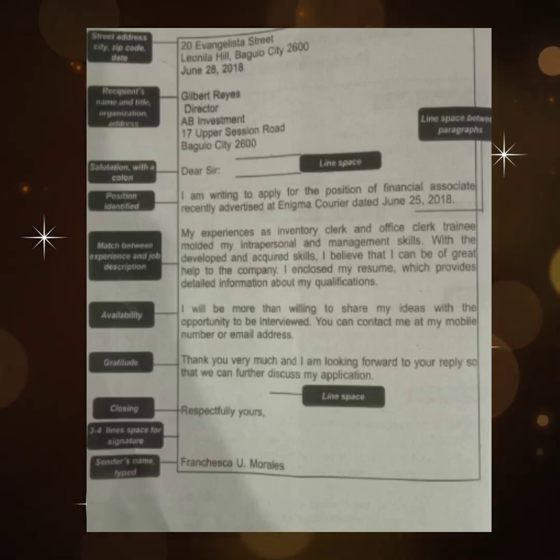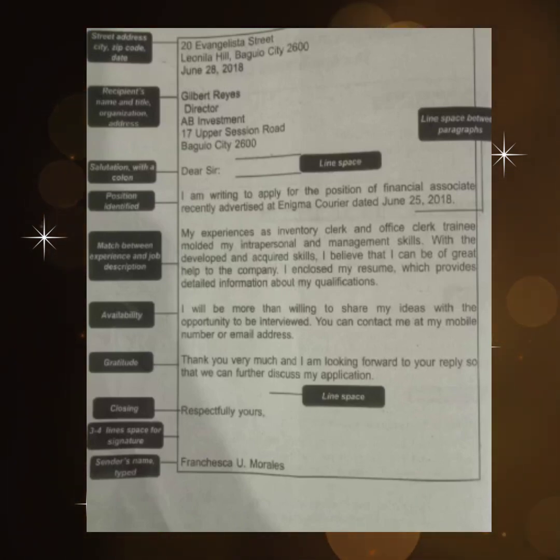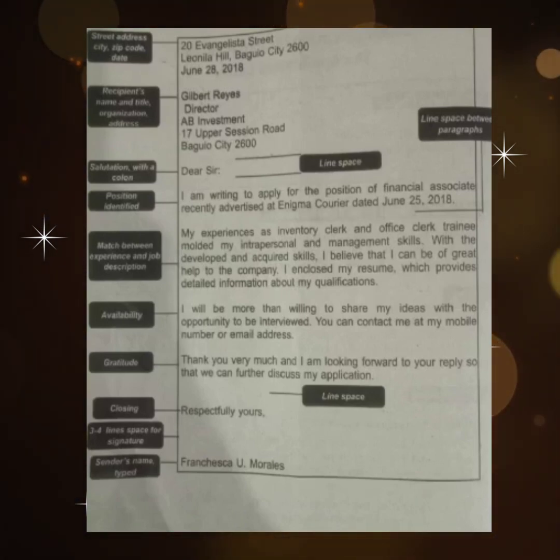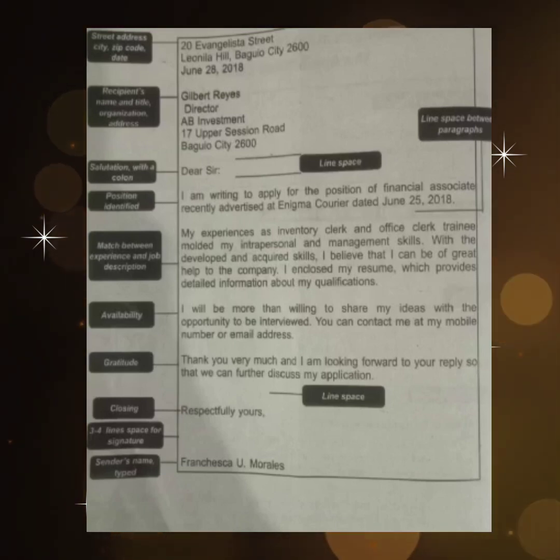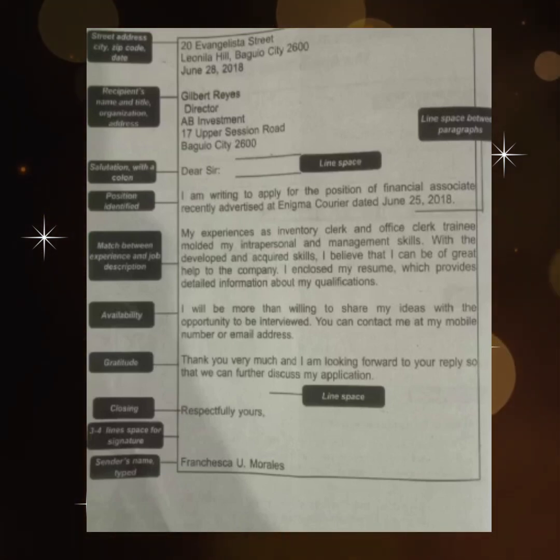This is your name, typed at the bottom of the letter. You can see the example is Francesca U. Morales, so it's the full name.